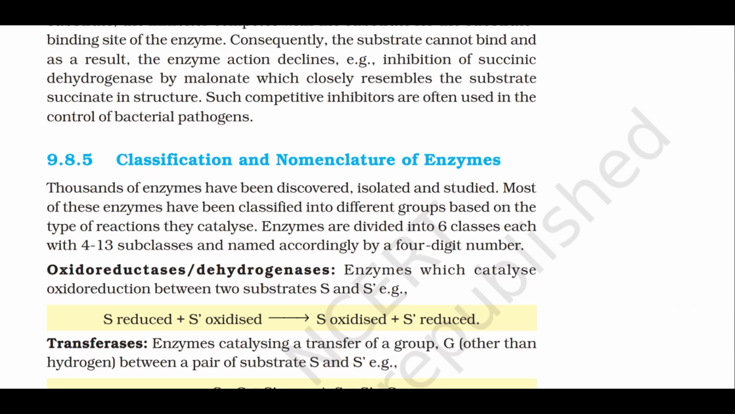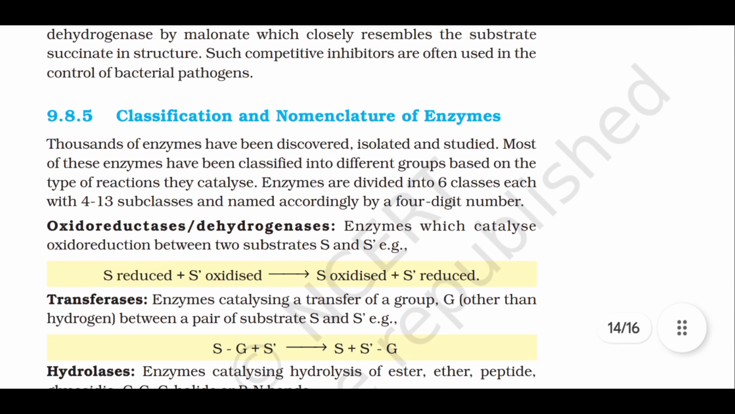9.8.5 Classification and nomenclature of enzymes. Thousands of enzymes have been discovered, isolated, and studied. Most of these enzymes have been classified into different groups based on the type of reactions they catalyze. Enzymes are divided into 6 classes, each with 4 to 13 subclasses, and named accordingly by a 4-digit number.